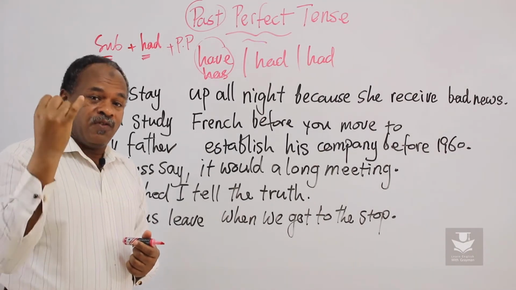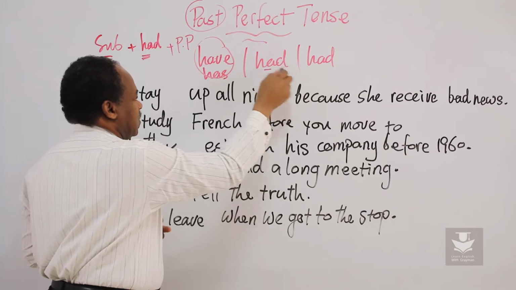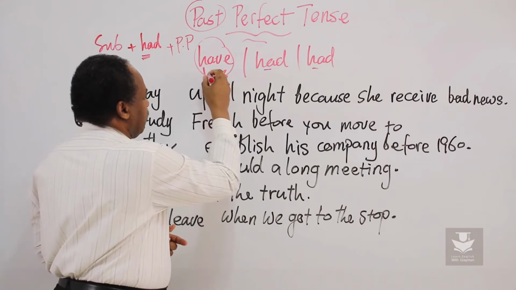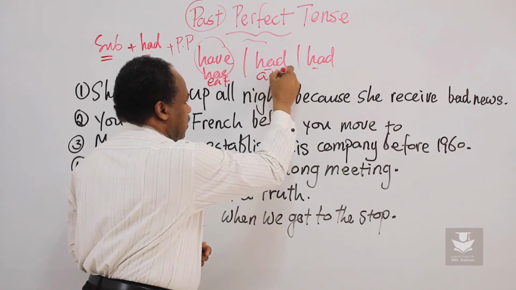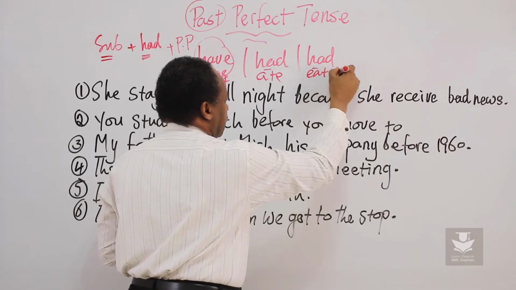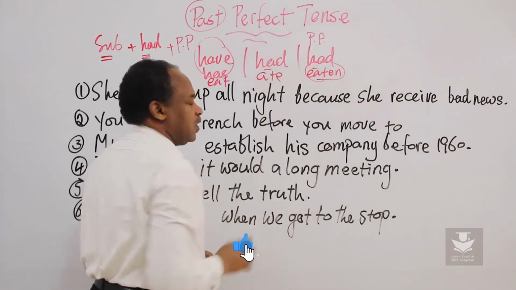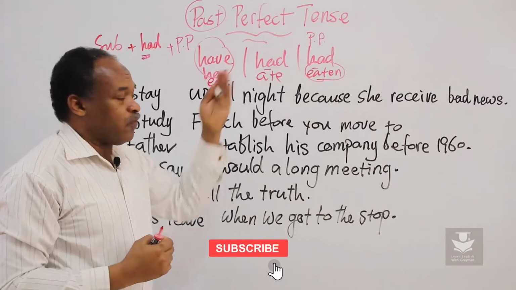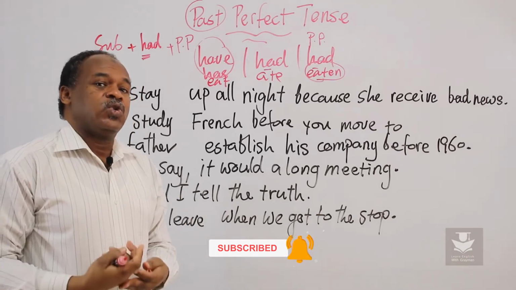Verbs in English have an infinitive, a past, and a past participle. Quickly, in order to remind you, we have, for example, eat. What is the past of eat? Ate. What is the past participle of eat? Eaten. So that's what we need, the past participle. This is how we form the past perfect tense.